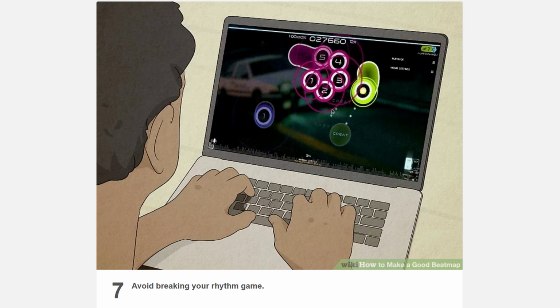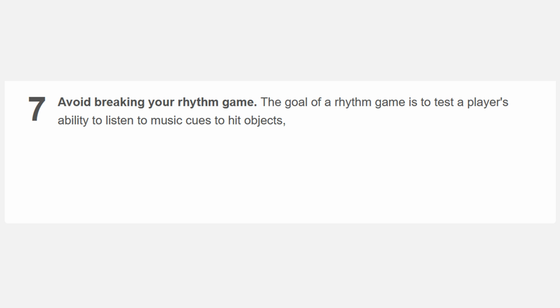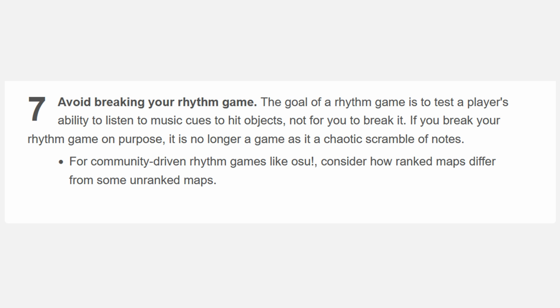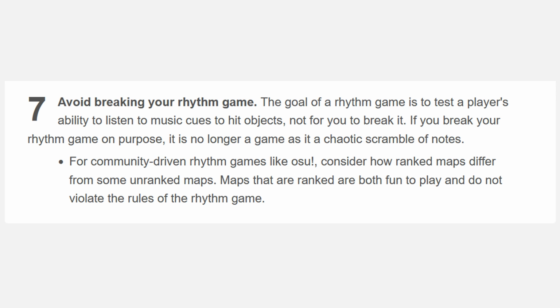Step 7. Avoid breaking your rhythm game. The goal of a rhythm game is to test a player's ability to listen to music cues to hit objects, not for you to break it. If you break your rhythm game on purpose, it is no longer a game as it is a chaotic scramble of notes. For a community-driven rhythm game like Osu, consider how ranked maps differ from some unranked maps. Maps that are ranked are both fun to play and do not violate the rules of the rhythm game.